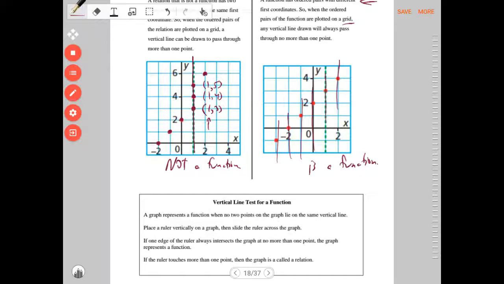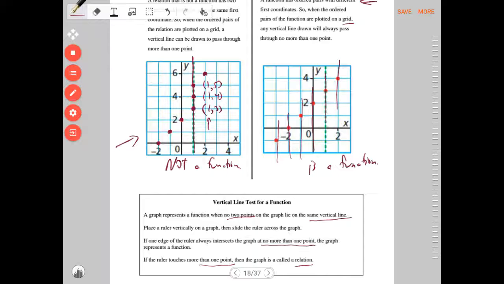All right, so this brings us to the vertical line test for a function. A graph represents a function when no 2 points on the graph lie on the same vertical line. So you can place a ruler vertically on the graph and then slide the ruler across the graph. If one edge of the ruler always intersects the graph at no more than 1 point, it represents a function. If the ruler touches more than 1 point at any place on the graph, then the graph is called a relation. Okay, so we have graphs of functions, graphs of relations.